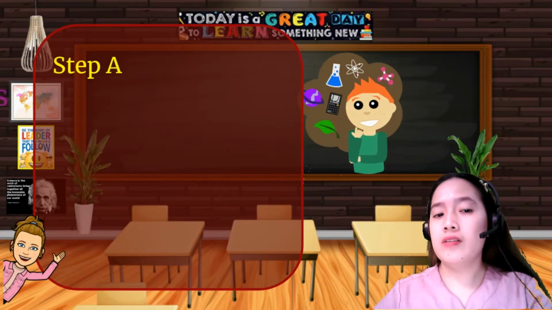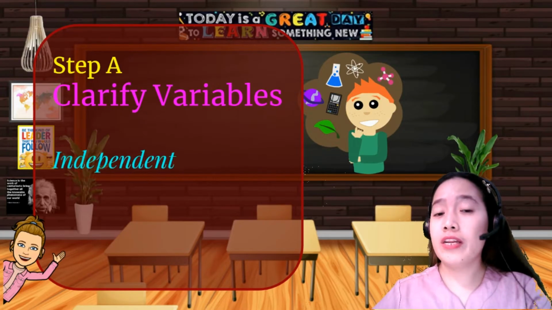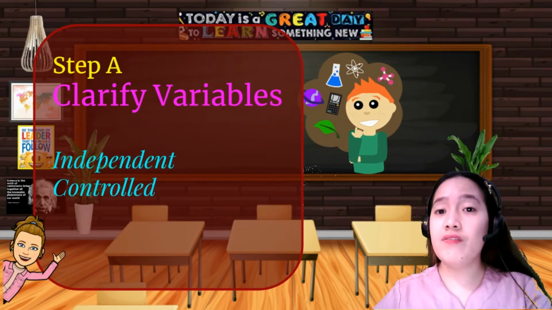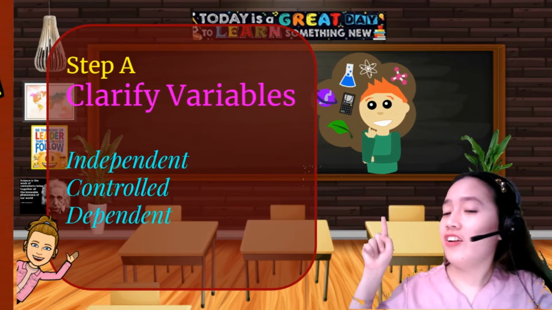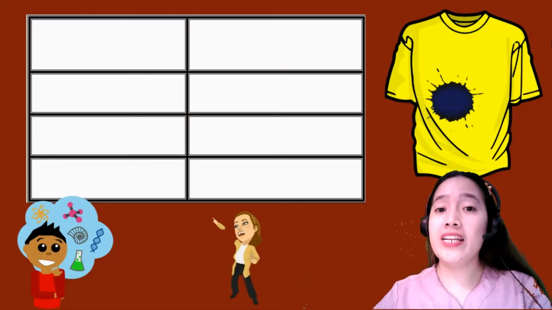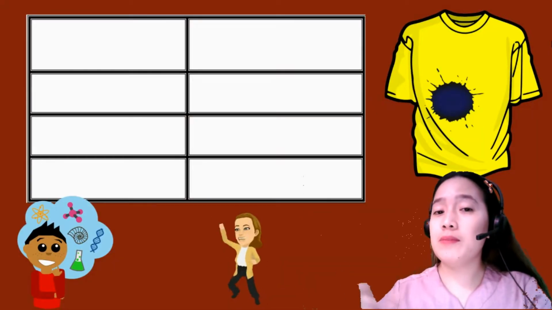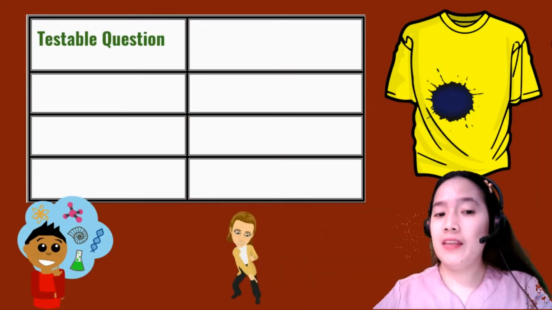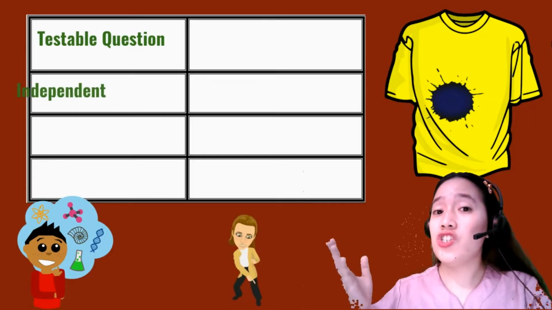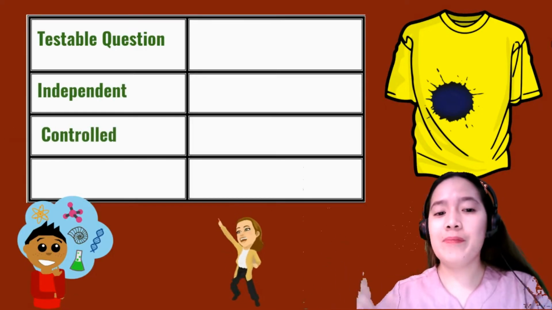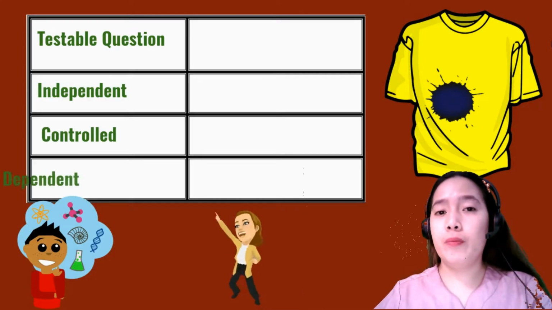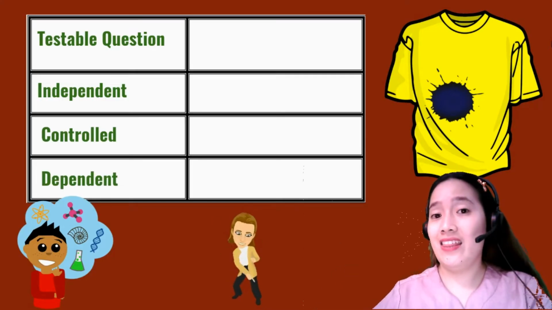Clarify the variables. Clarify the variables involved in the investigation by developing a table, such as the one right here. Make sure to identify the problem or the testable question. Independent variable, or what is changed. Controlled variable, or what remains the same. Dependent variable, or the data collected in the experiment.